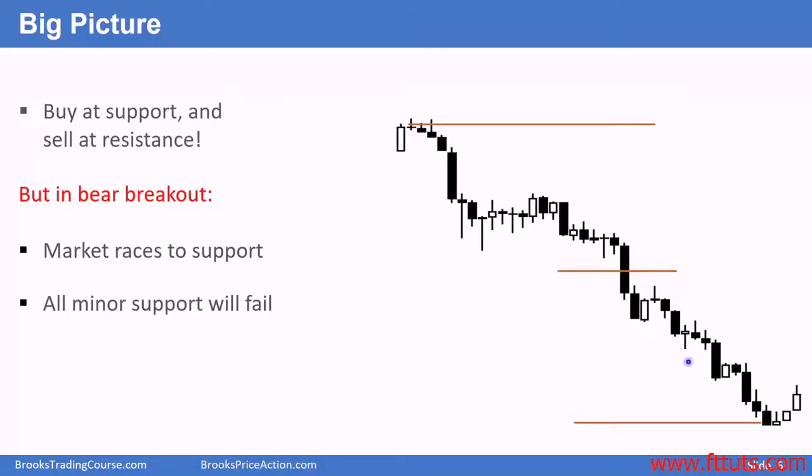And all of these minor reversals will fail. And instead of looking to buy every reversal or every wedge that you see, instead you should be looking for them to fail and then expecting them to become bear flags and look to sell. So we got a double bottom, failed. We have a wedge, failed. We have a wedge. We tried to get a double bottom here, tried to get a double bottom here, tried to get a double bottom here.